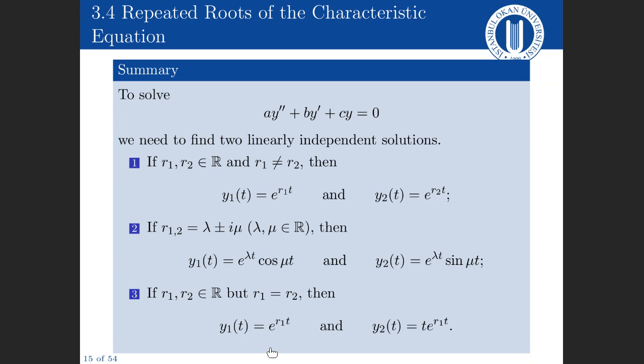And case 3, which we've just done: if we have a repeated real root, then the two solutions are e to the r1 t and t multiplied by e to the r1 t. This is the rule that we need to solve equations like this.